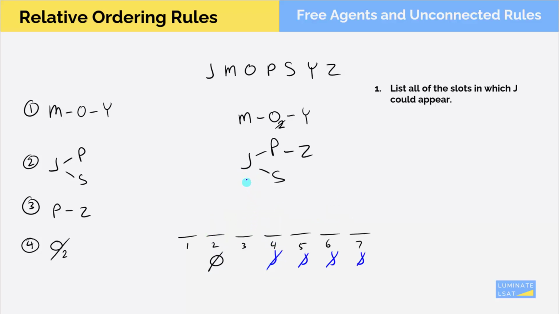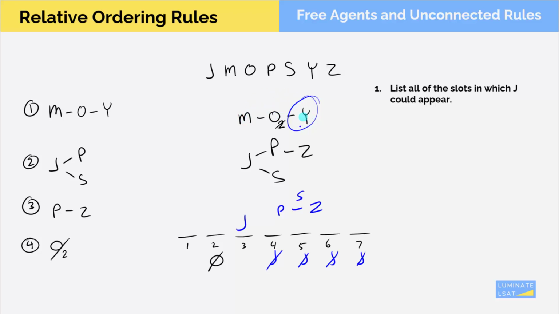But what about third? Could J go third? If you try to put J over here, I know that the P and the Z are going to come somewhere in the last 4 spots. I also know the S is also going to come in the last 4 spots. But there's one more letter that's going to have to go somewhere in 4 through 7. And that's going to be our Y here. That's because M has to come before O and Y.